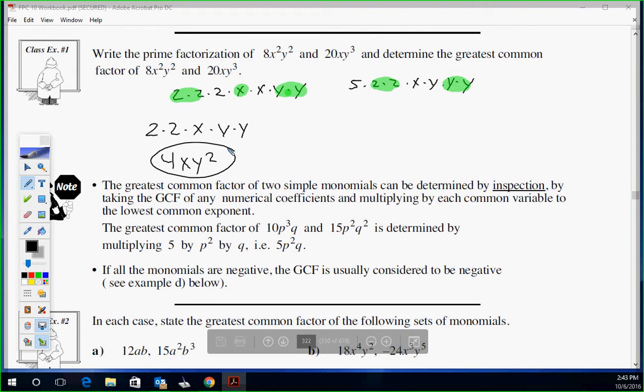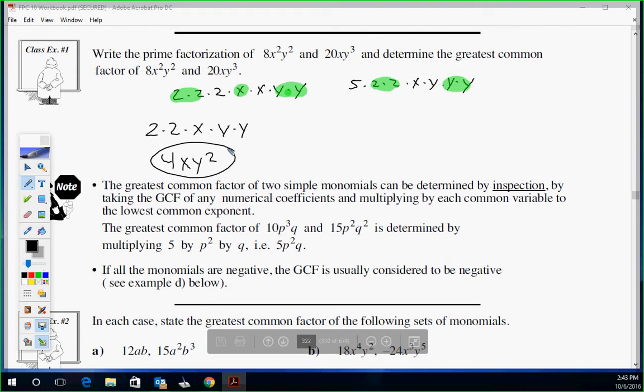Yes. Do you always have to have like the, what's it called? Like lowest number you can get when you're doing like the 8 and then the 20? Yeah. Like, because like 8 could be 4 times 2, right? Oh yeah, prime factorization. Yeah.